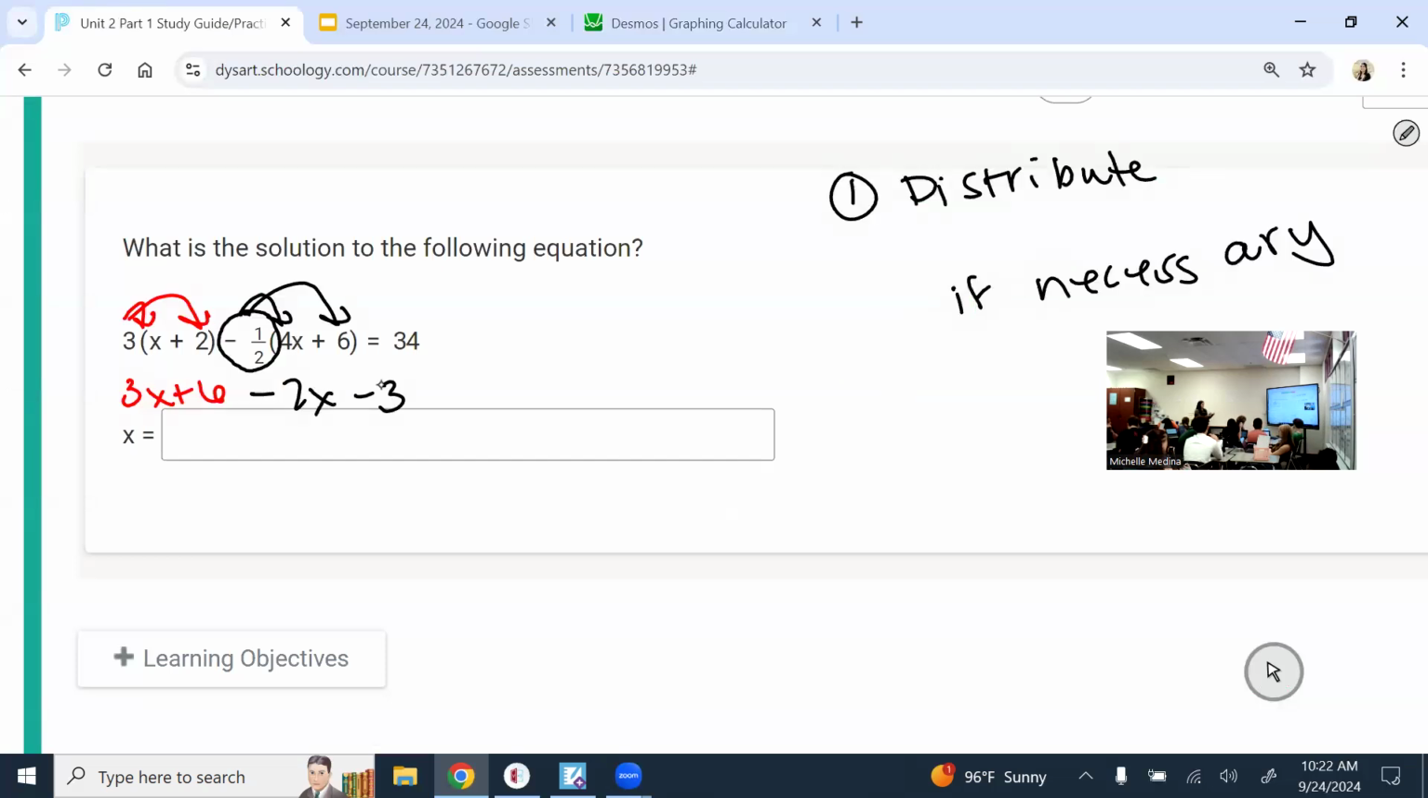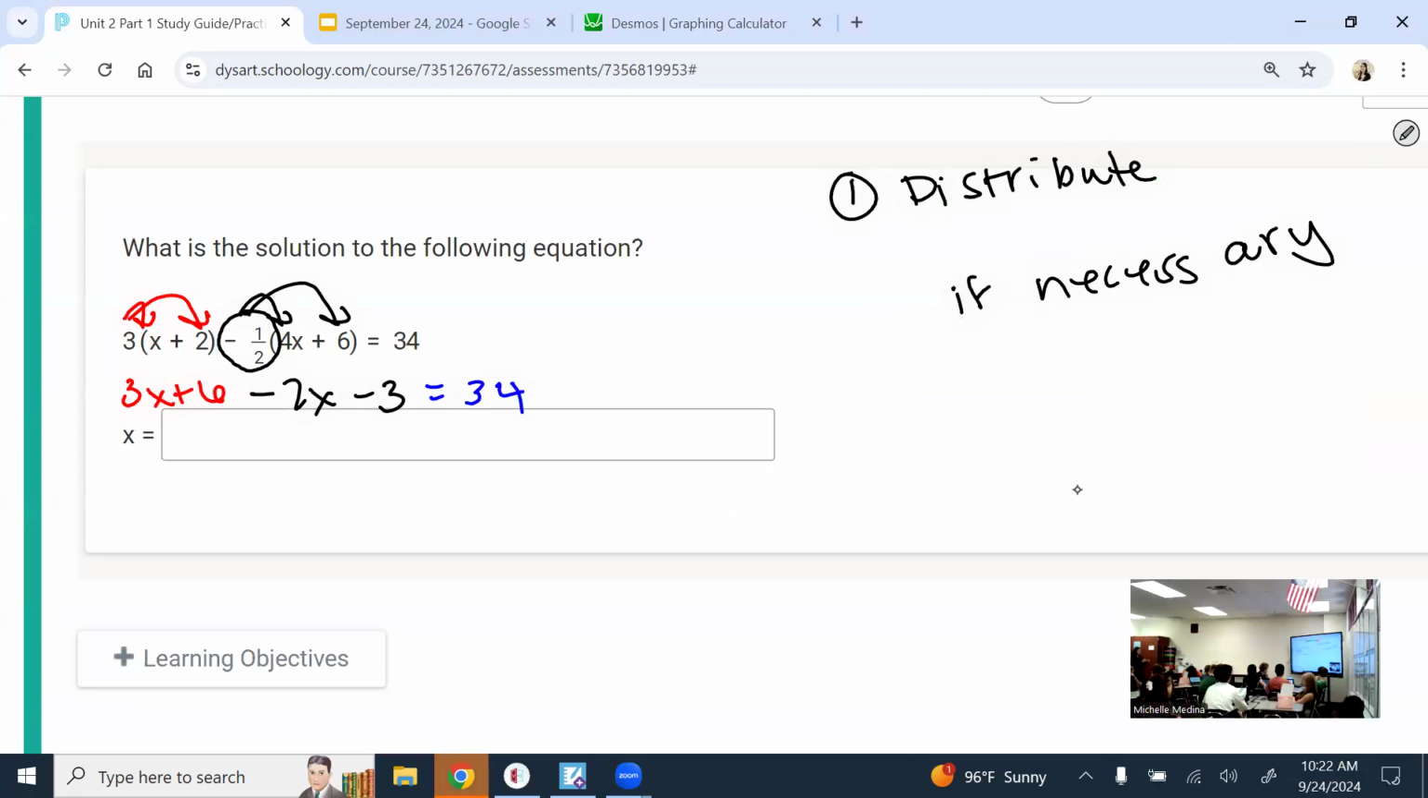I'm gonna write down, just basically bringing this down. All I did was distribute. Any questions on that so far? Usually after distributing, you have to do this. What is it? Combine like terms.